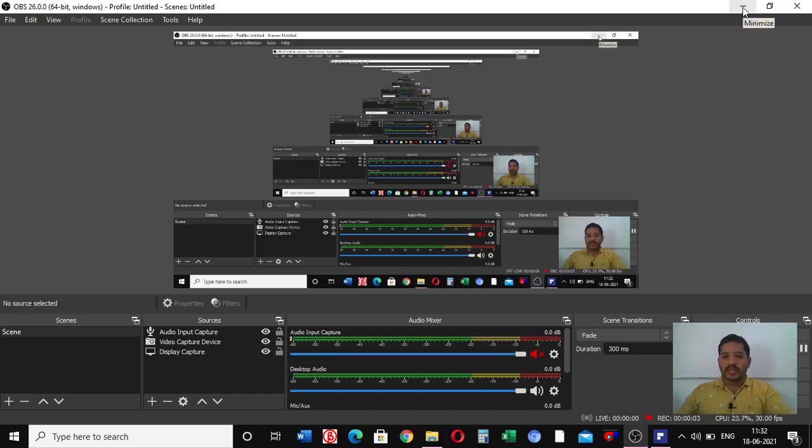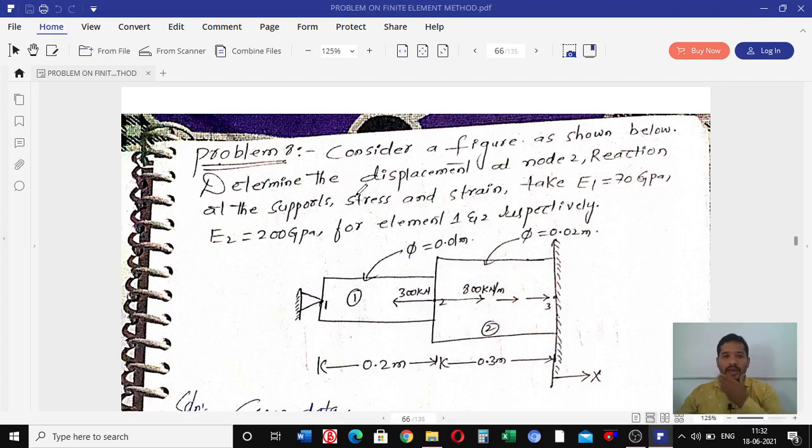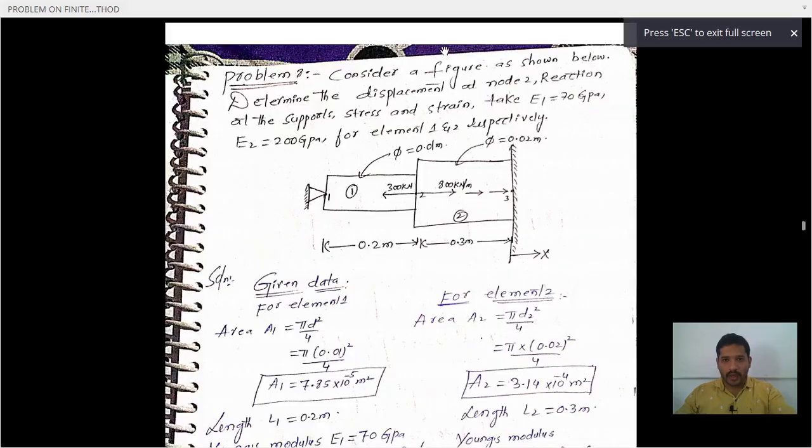So today in the sessions we are going to learn the 8th problem. First of all, we need to determine the displacement at node 2. The reaction at the support, we need to find out the stresses and strain.